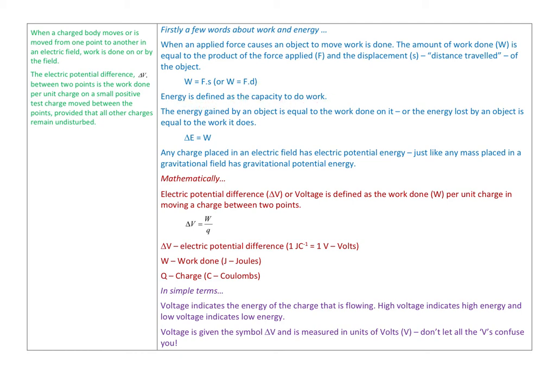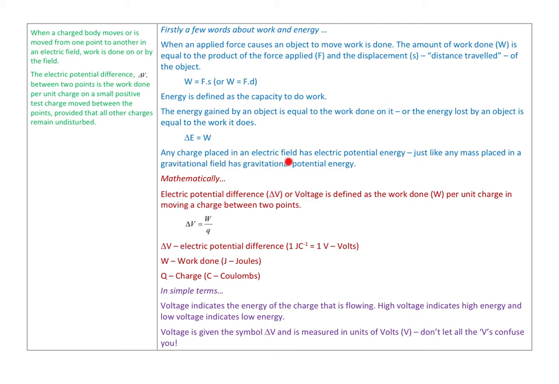Energy is defined as the capacity to do work. Basically, energy and work are in a sense the same thing. They have the same units, they're measuring the same thing. Let's elaborate a bit. The energy gained by an object is equal to the work done on it, or the energy lost by an object is equal to the work it does. So if work is done on an object, it will gain energy, it'll gain the capacity to do some more work, or if an object does work, it will lose energy and work will be done.